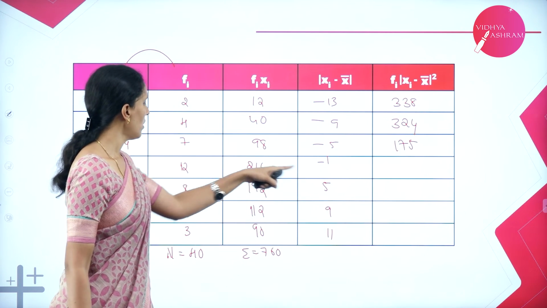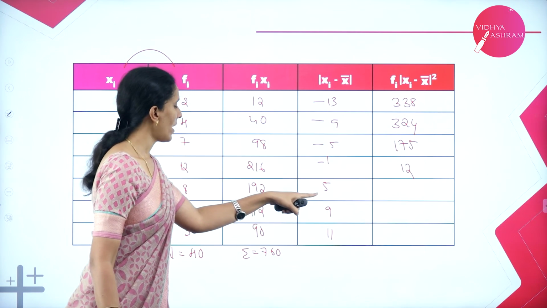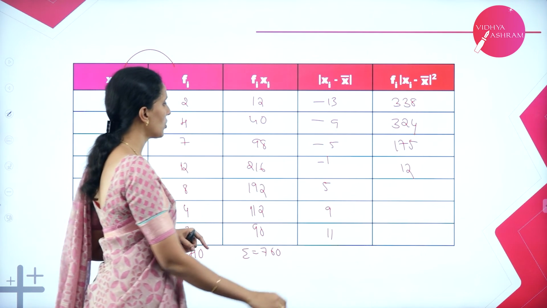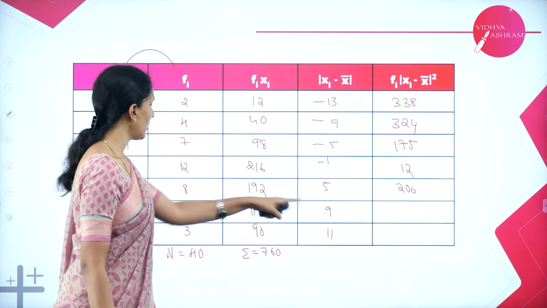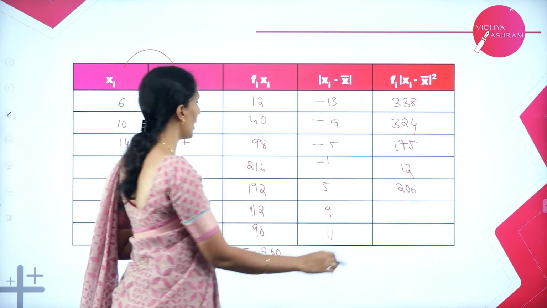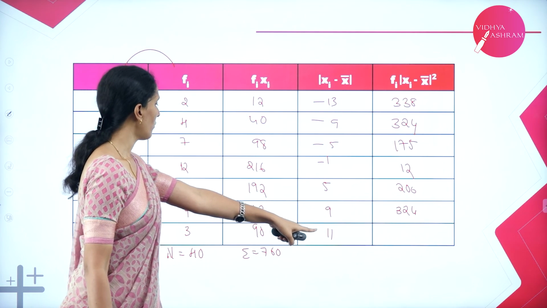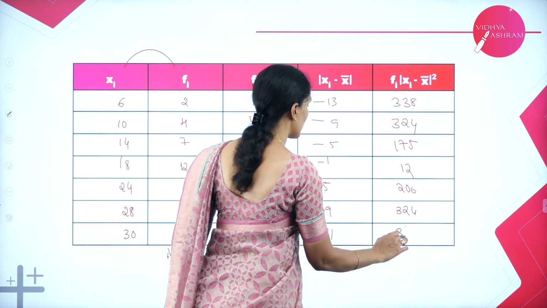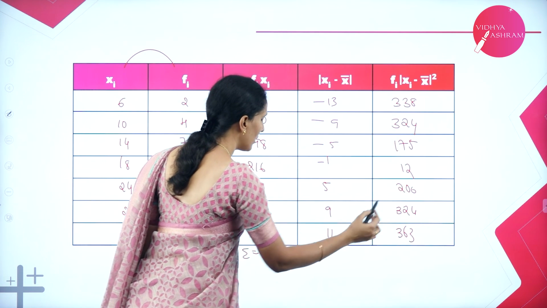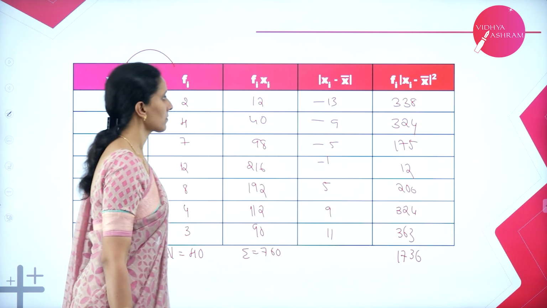1 square is 1. 1 into 12, you will get the value as 12. Next 5 square, 25 into 8, which is 200. Next you have 9 square, 81. 81 into 4, again you will get the value as 324. 11 square is 121. 121 into 3, you will get the value as 363. Again adding all these terms, you will get the value as 1736.